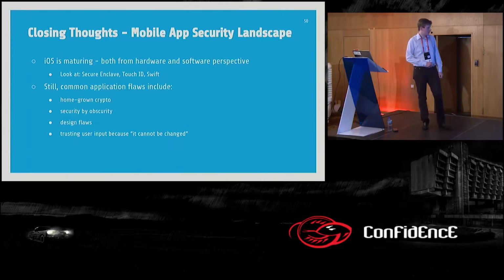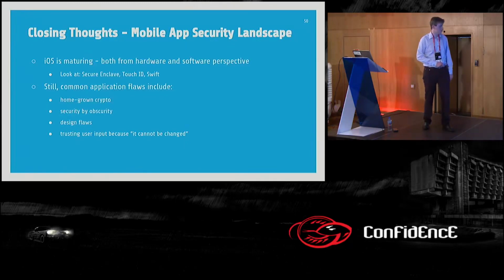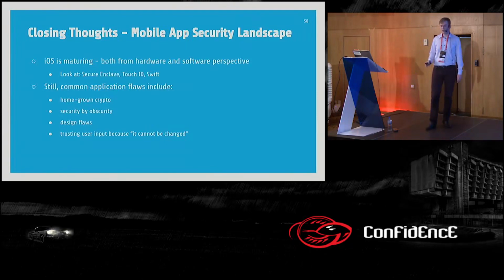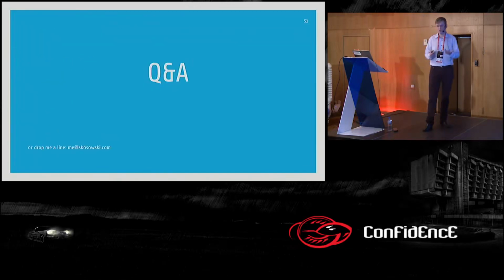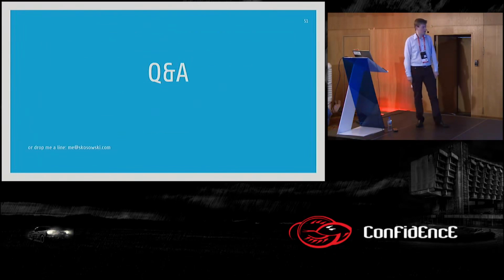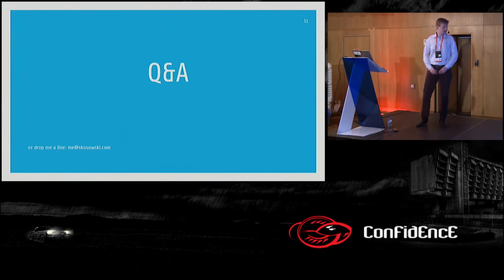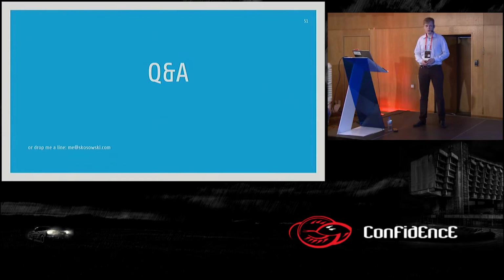And so I think I said everything. This homemade crypto, security by obscurity. Developers often assume that no one can change the request made to the server, so it must be trusted, right? And you find SQL injection, you find privilege escalation, stuff like this. Right, so that's all from my side, and now questions from the audience.